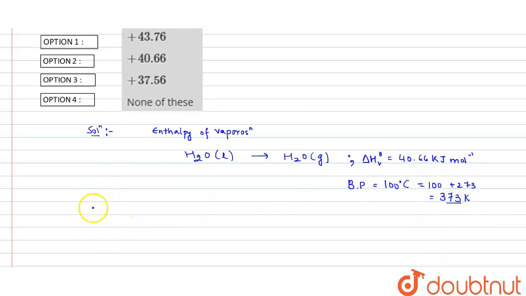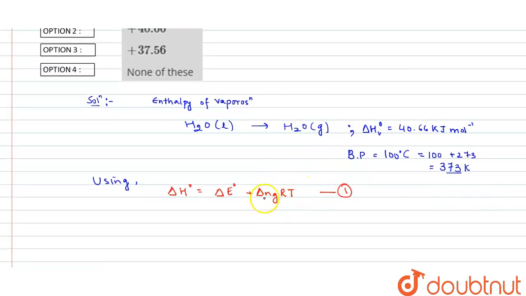Delta H and internal energy are linked to each other by this particular equation, which goes as delta H naught is equal to delta E naught, or in some books you'll find internal energy written as delta U naught. E and U both stand for internal energy. You can use any of these symbols, plus delta n g RT. This is the equation through which we'll evaluate the change in internal energy. Let us number this equation as 1.